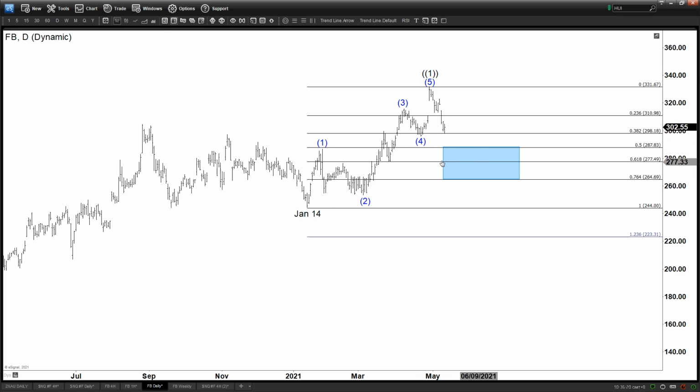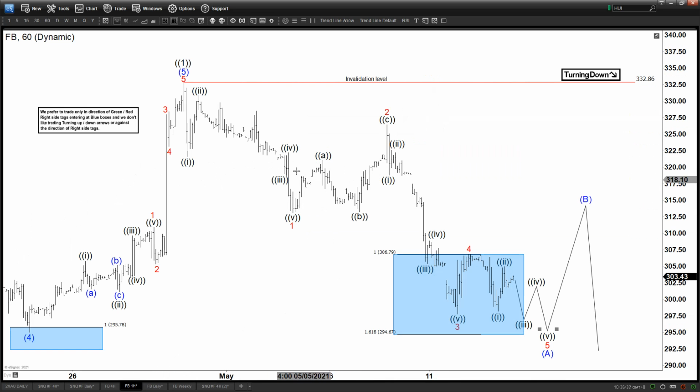Now let's suppose the forecast is not accurate, right? Let's suppose that we don't see further sell-off in FB. So what's going to happen is, in fact, we can go back on the 1 hour chart.